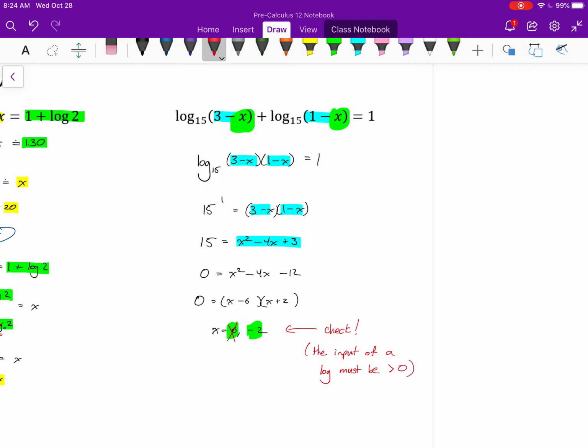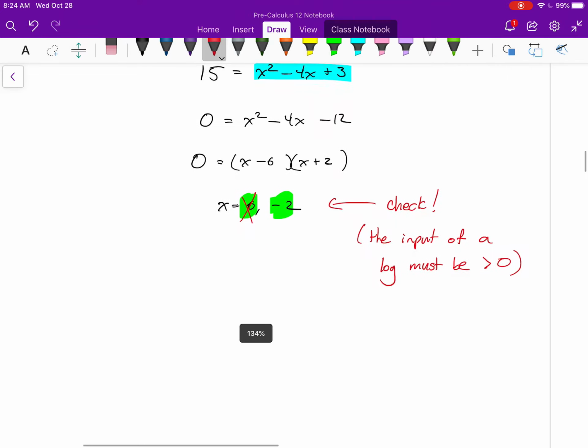That's not a solution. Check with negative 2. Negative 2 works for both. Put a negative 2 right there. 3 minus negative 2 is 5. That's good. Check right here. 1 minus negative 2 is 3. We're good. And so that's all I have to do: just make sure there's not a negative value in there. And so therefore, I'll say x equals negative 2 only.